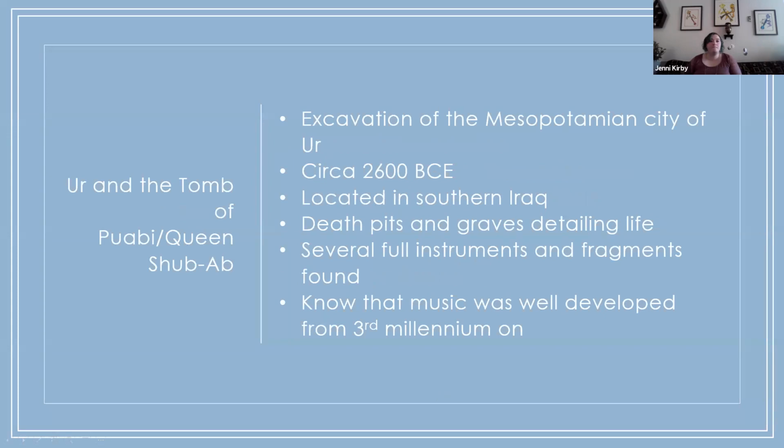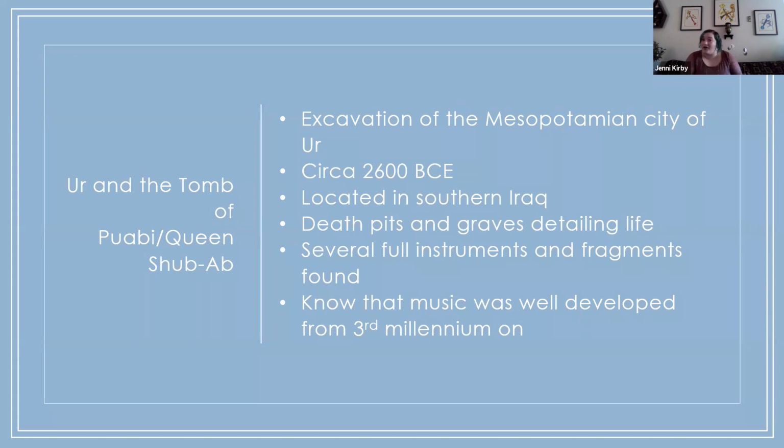So we're going to start all the way back in Mesopotamia with the excavation that happened in the Mesopotamian city of Ur. And this is where southern Iraq is now. And the excavation found a city that was from about 2600 before Common Era, BCE. So when they excavated this city, they found what we think of when we think of the ancient Egyptian tombs.